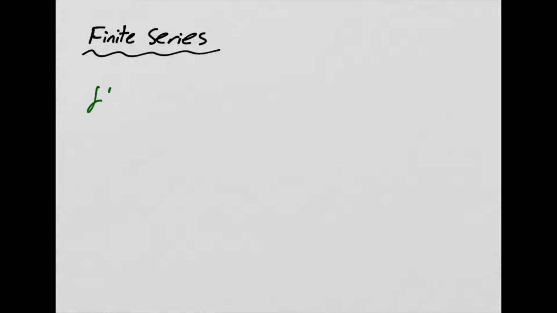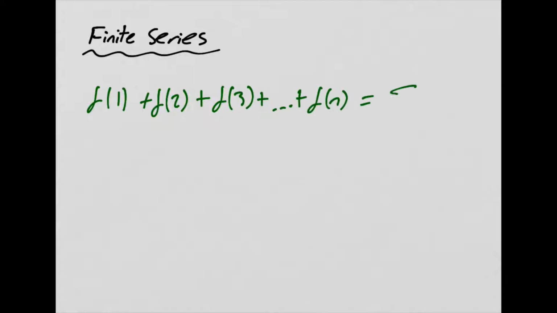So we have f of 1 plus f of 2 plus f of 3, and we do this all the way up to f of n, and we write this in the following way. We say it's the sum from k equals 1 to n of f of k. Now, since this is a finite collection of numbers, we know that when we add them together, this will equal some number. We'll call it capital N. And for a finite series, finding this value, capital N, is the main thing that we're interested in.